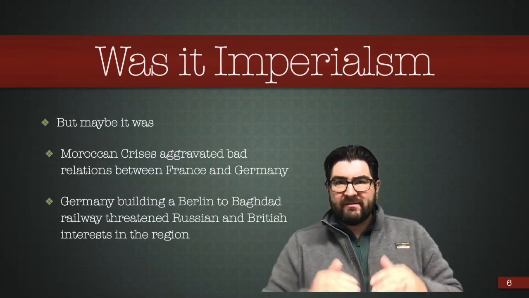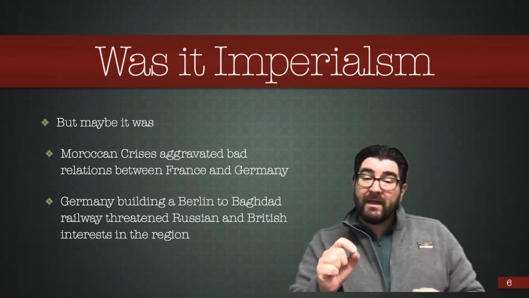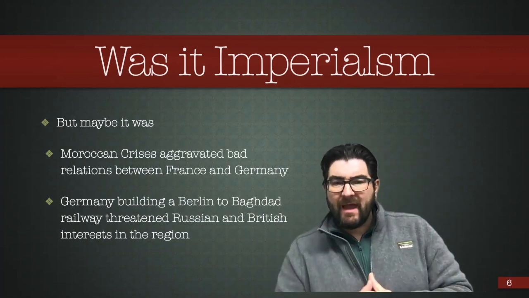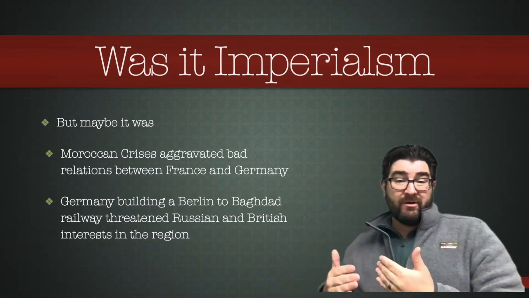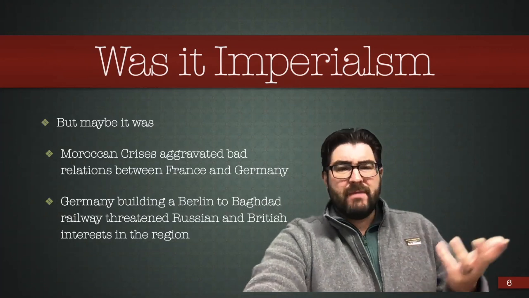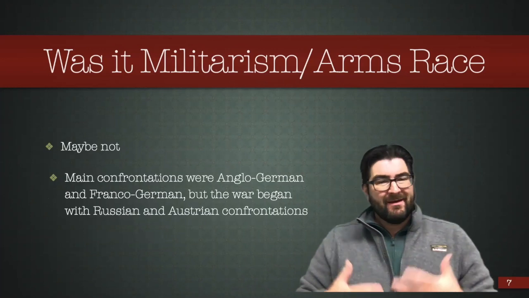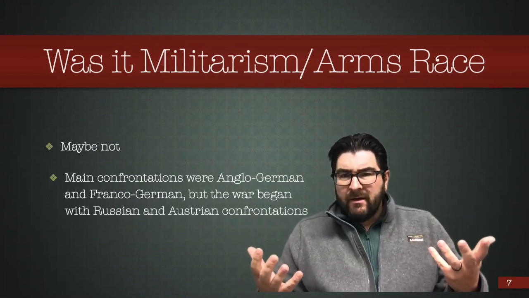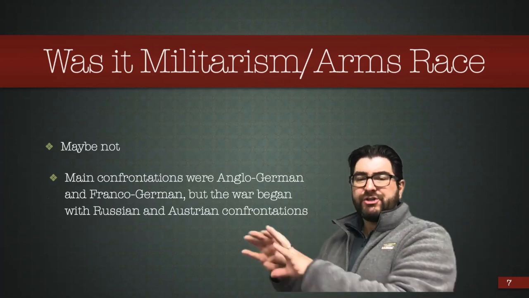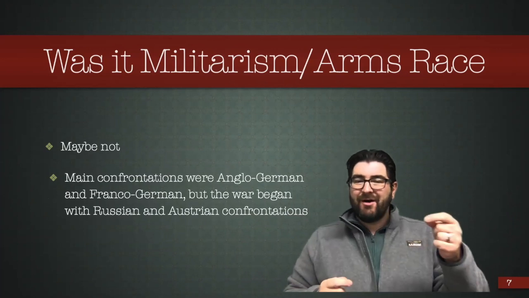Obviously, the Moroccan crisis escalated tensions between France and Germany. Germany was also working on building a rail line from Berlin to Baghdad, working with the Ottoman Empire there. Well, this would threaten the Russian and British interests in that region. So maybe it was imperialism. What about that arms race and the militarism? Well, maybe this wasn't the main cause. The biggest confrontations in the arms race were British and German or French and German. But the war actually begins with Russians and Austrians fighting.